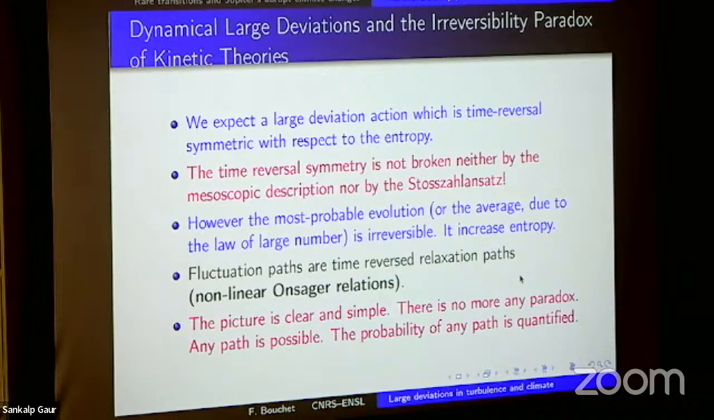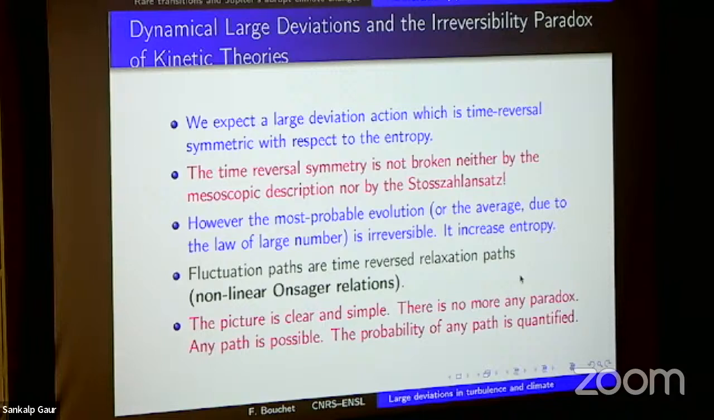So the point is that the time reversal symmetry is not broken either by the mesoscopic description or by the Stosszahlansatz. And so it's very different. When you look at textbooks, it's often explained that you break the time reversal symmetry because of the Stosszahlansatz. So this is wrong. You can still keep the Stosszahlansatz without breaking the time reversal symmetry. The only point is that you should then look at all the probabilities and not just the average. And so if you do that, you get a large deviation principle, which is time reversible.